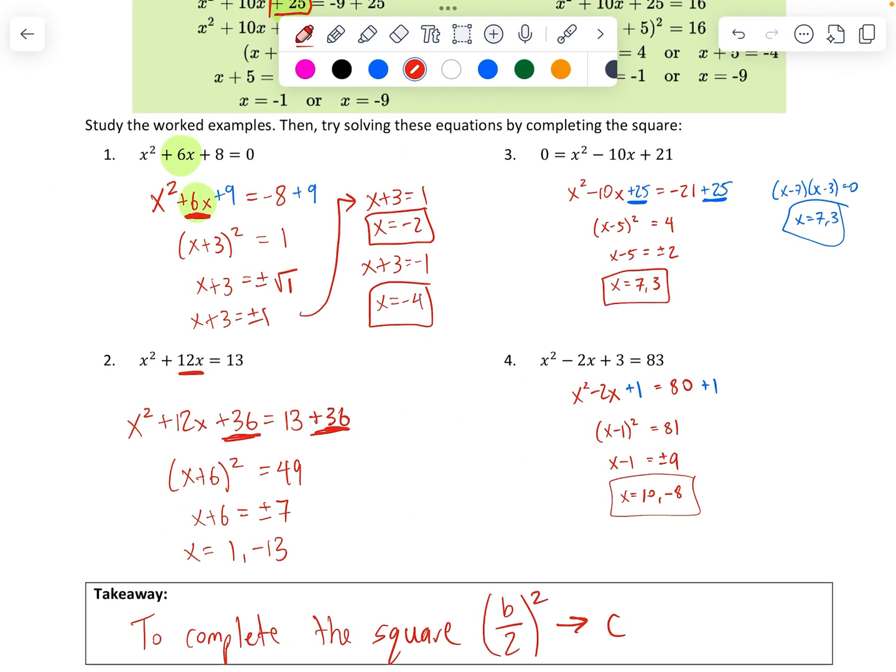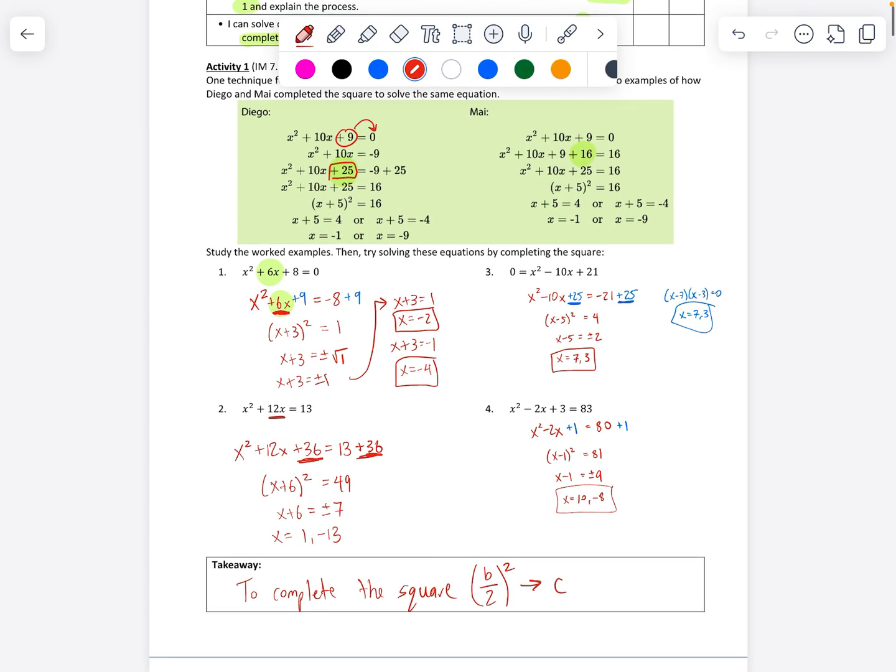All right, so that's activity 1. That's completing the square with an a value of 1. Now, if you are still stuck on this, pause the video, rewind it, play it back, ask a neighbor, because this is critical. If you can't do this one, you're not going to be able to do activity 2.